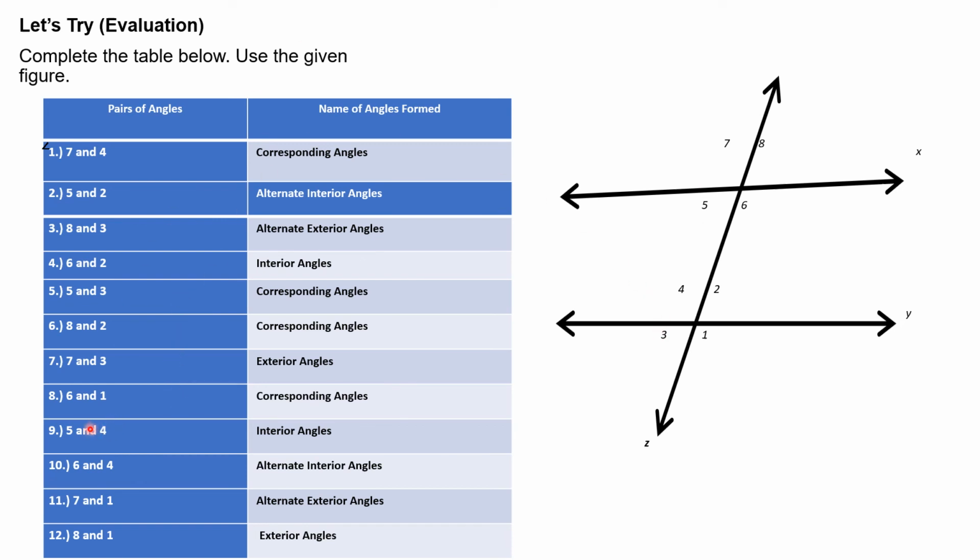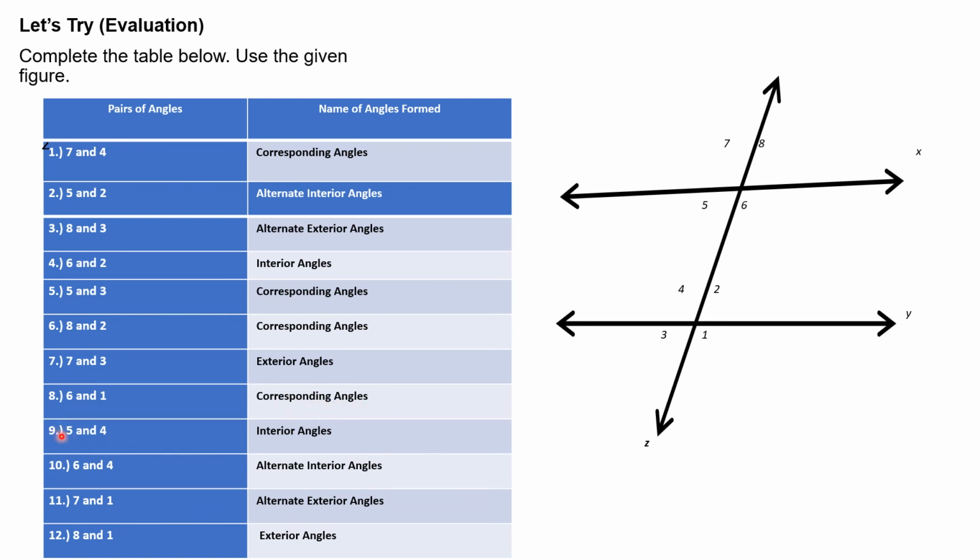Next, number 8, angle 6 and angle 1. Angle 6 is an interior angle, angle 1 is an exterior angle, and they are both on the same side of our transversal line. That means they are corresponding angles. Very good.